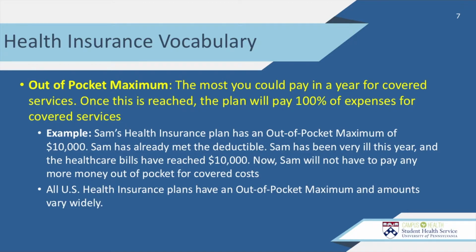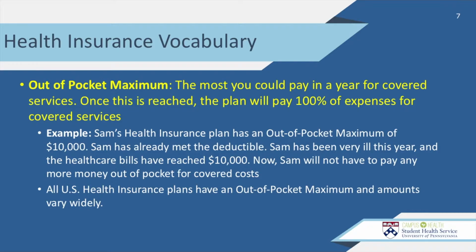An out-of-pocket maximum is the most you could pay in a year for covered services, but does not include the cost of the premium. Once this is reached, the plan will pay 100% of expenses for covered services. These, like premiums and deductibles, vary greatly and can be as low as $1,000 and as high as tens of thousands of dollars. An out-of-pocket max is the upper limit that you would have to pay.